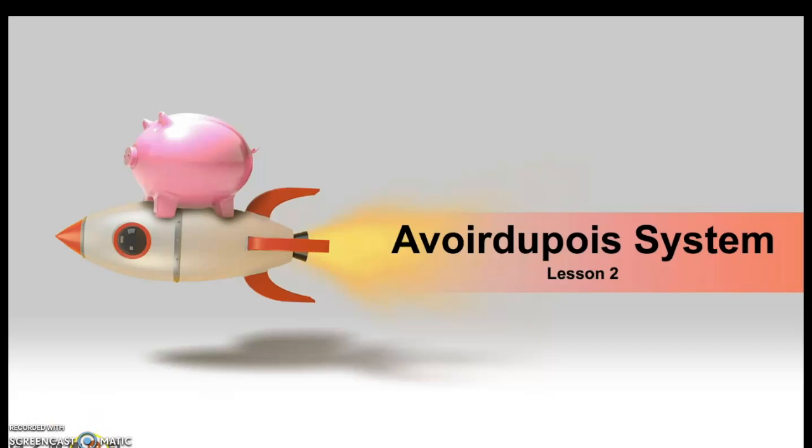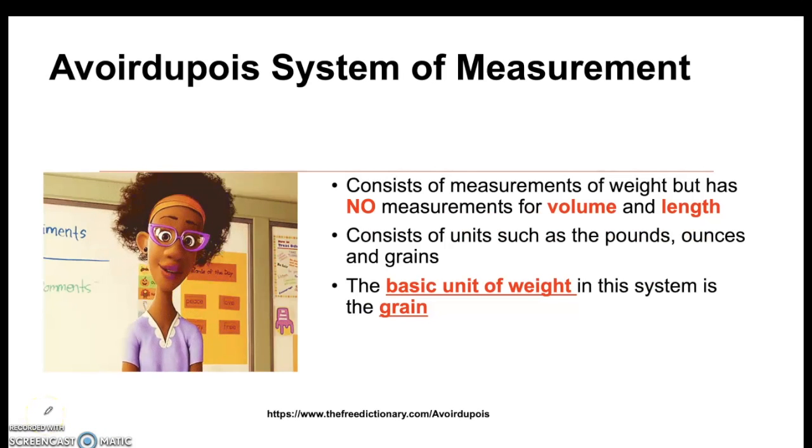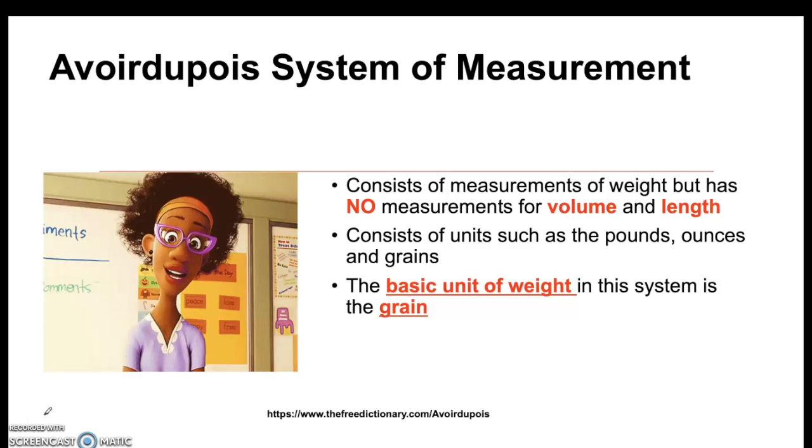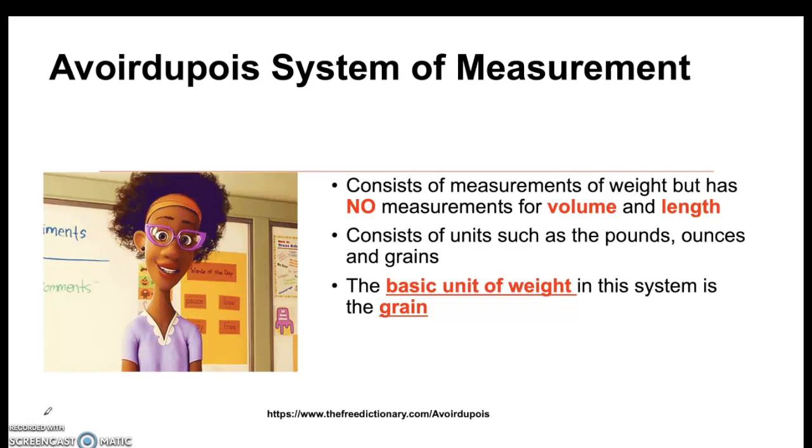So let's look at the avoirdupois system. The avoirdupois system consists of measurements of weight only. Unlike the apothecary system, it has no measurements for volume or length. It consists of units such as pounds and ounces and grains. Okay, so the basic unit of weight in this system is the grain.